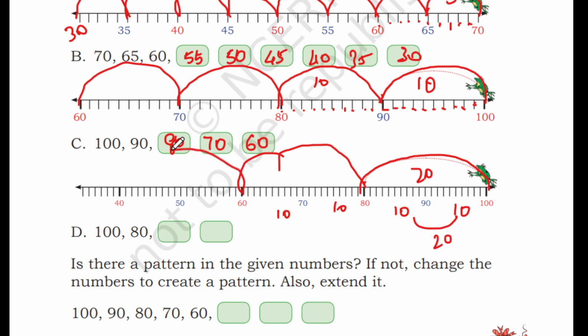So from 60, directly it jumps to 40. Alright, this one is also easy. So 80, 60 and 40. Alright, this one is an easy one.